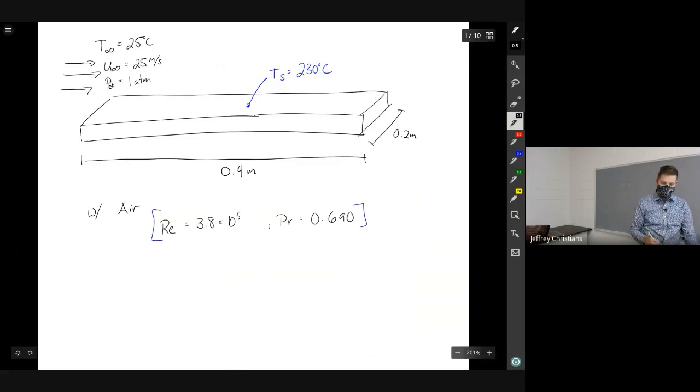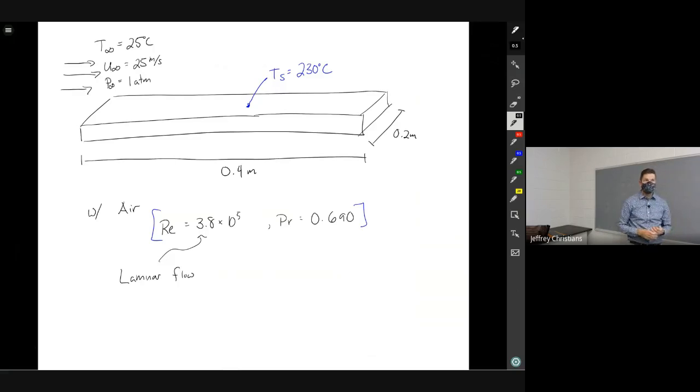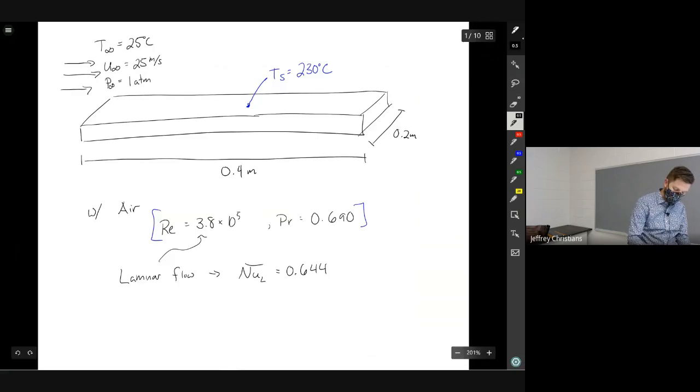And we used our model for average Nusselt number. We knew that it was laminar flow, because the Reynolds number was low enough that it was laminar everywhere. And this told us that the average Nusselt number was equal to 0.644 Reynolds to the 1/2, Prandtl to the 1/3.